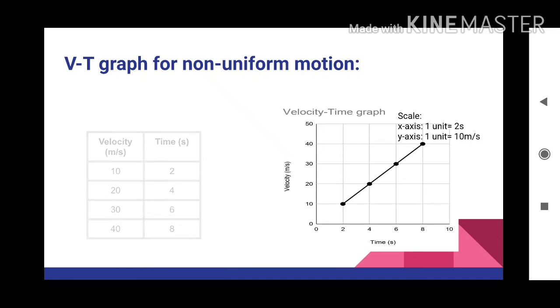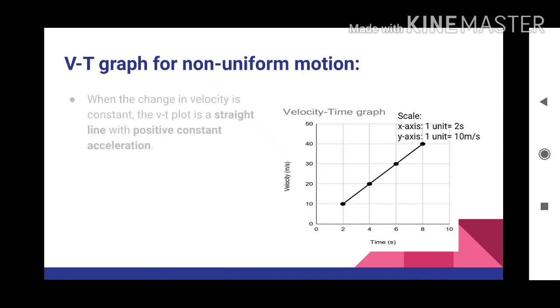That's what the points say. When the change in velocity is constant, the VT plot is a straight line. The velocity was changing constantly. There was only a 10 meter per second difference between each of the velocities. So the change in velocity is constant. That means the VT plot will be a straight line with positive constant acceleration.